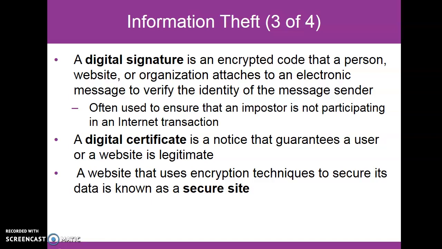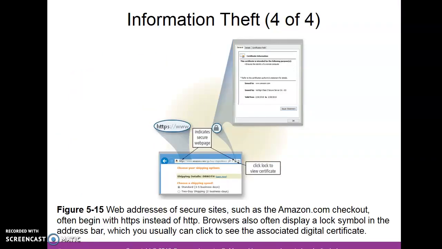A website that uses encryption techniques to secure its data is known as a secure site. Web addresses of secure sites often begin with HTTPS instead of HTTP. Secure sites typically use digital certificates along with security protocols. As you can see in figure 5.15, web addresses of secure sites such as the Amazon.com checkout often begin with HTTPS instead of HTTP. Browsers also often display a lock symbol in the address bar, which you usually can tap to see the associated digital certificate.